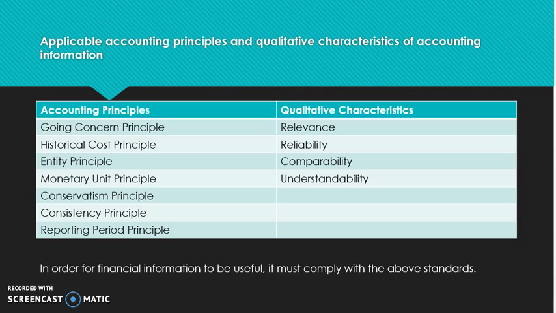Okay, so the applicable accounting principles and qualitative characteristics of accounting information. We have 7 principles. We have the going concern principle, historical cost, entity, monetary unit, conservatism, consistency, and the reporting period principles. We have reorganised those, and I'll give you an image. We call it CHER-MCG. So that would be conservatism, historical cost, entity, reporting period, and then monetary unit, consistency, and going concern principle. You can organise it however you like, but that's how I remember it.